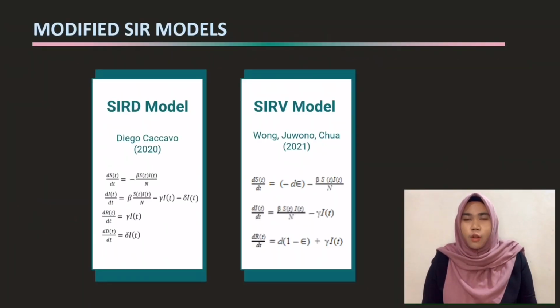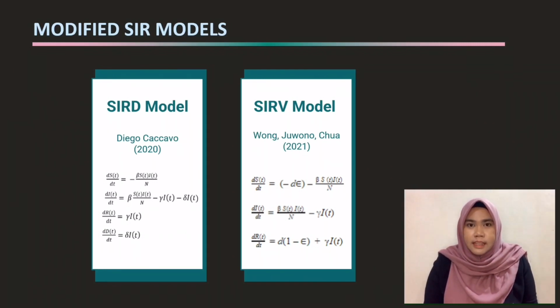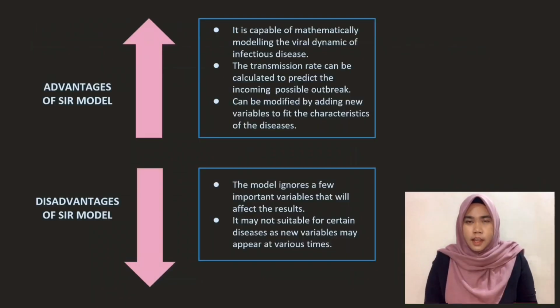The SIR model also can be modified with different variables and parameters. The SIRD model adds the category death, which considers that an infected person can either recover from the disease or die due to the infection. The SIRV model adds the category vaccination, which makes a huge contribution to the defense against a pandemic disease. The advantage of the SIR model is that it is capable of mathematically modeling the viral dynamics of infectious disease. The transmission rate can be calculated by the model to predict a possible incoming outbreak.